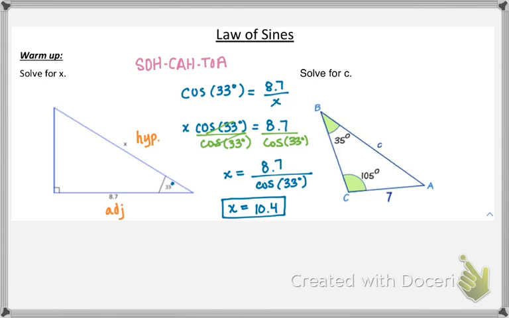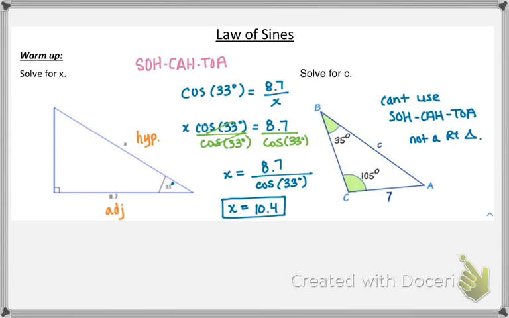So if we look at the example on the right side, we've got a triangle here where we have the measure of one angle as 35, the measure of the other angle as 105, and then the measure of angle A we don't know, but we can figure it out because the sum of the interior angles of a triangle is 180. Now if we were to find C, I can no longer use SOHCAHTOA anymore. So to solve this problem, we're going to have to use a new rule, something called the law of sines. So we can't use SOHCAHTOA because it's not a right triangle.